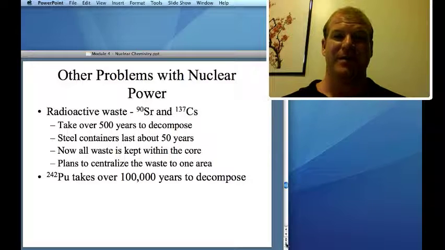So what do we do? In America right now, each nuclear power plant keeps its own waste. We might put it in Yucca Mountain. That's one of the things we're looking at doing. Plutonium-242 takes much longer to decompose, about 100,000 years.